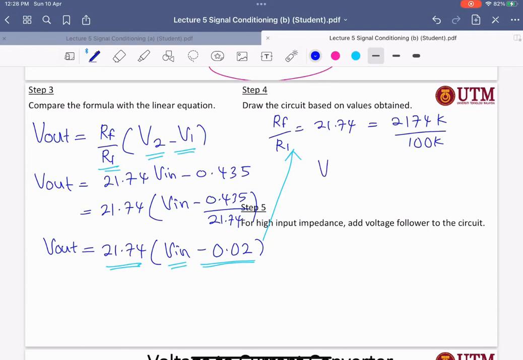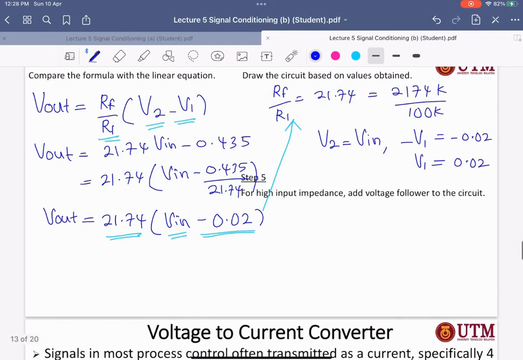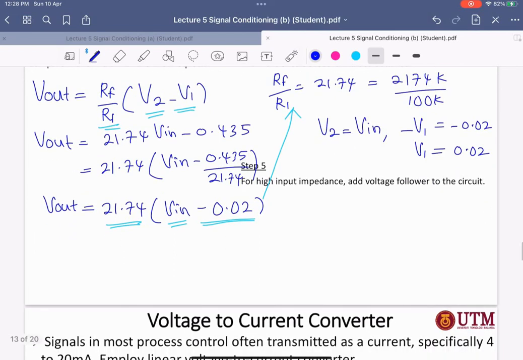The V2 will be equal to V in. Okay, done. And also minus V in. Don't forget to take the minus, right? Minus V in equal to minus 0.02. So, minus V1. V1 equal to 0.02. Okay, we are done. Then we can draw the circuit, right?